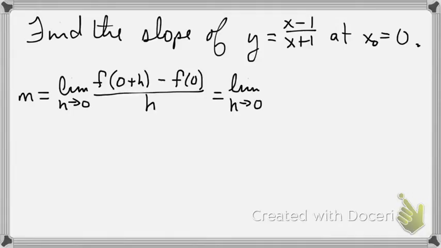So the limit as h approaches 0. Now 0 plus h is just h. So f of h is h minus 1 over h plus 1 minus, what is f of 0? Wouldn't it be negative 1? If I plug in 0 for x, minus 1 over plus 1 is negative 1, all over h.